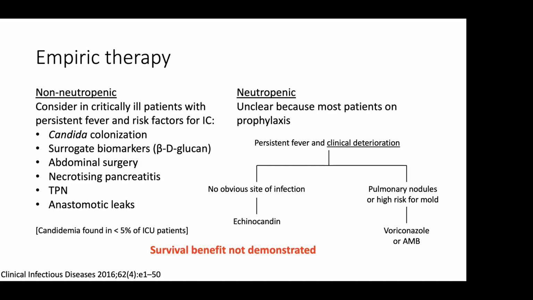For neutropenic patients, it's even more difficult because most patients are on prophylaxis already. So I think about this in patients who have persistent fever plus a clinical deterioration on broad spectrum antibiotics. In patients without an obvious site of infection, I upscale fluconazole to echinocandin. And if there's any suspicion of invasive mold infection, specifically abnormalities on the chest X-ray or CT scan, or other features of potential mold infection like mucor, then I go with voriconazole or amphotericin B.